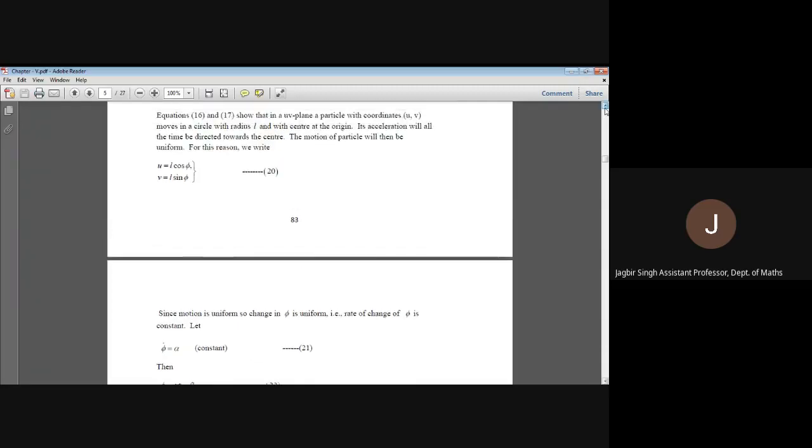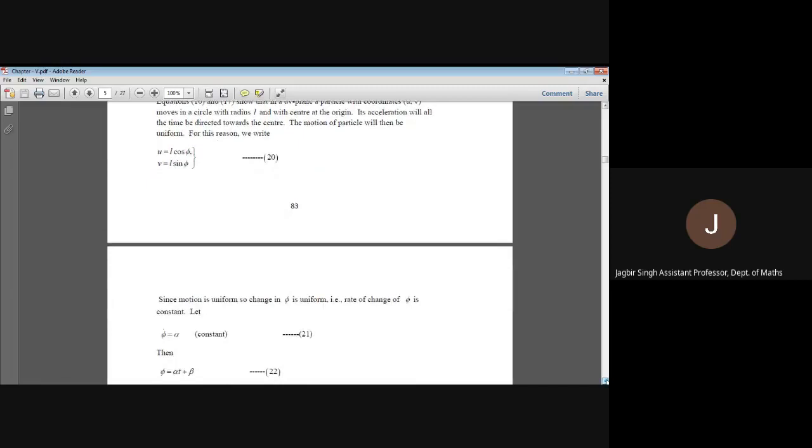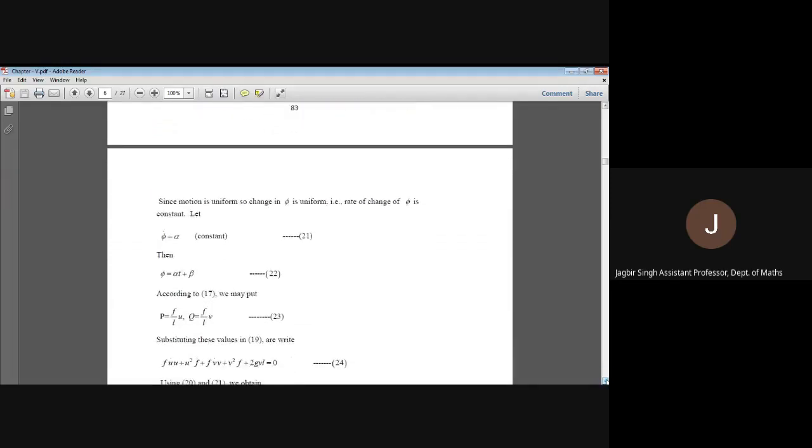Is it okay? Also, from equation number 17, the value of P will be Q by V into U, and the value of Q will be P by U into V. So we are just assuming an F with the property that P is equal to F by L into U and Q is equal to F by L into V. This F will be designed later on. Up to now, we don't know what F will be.